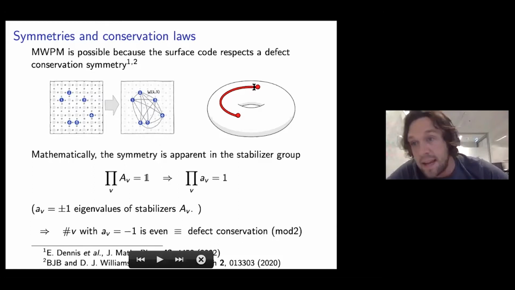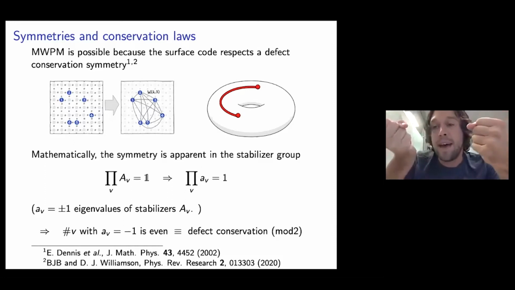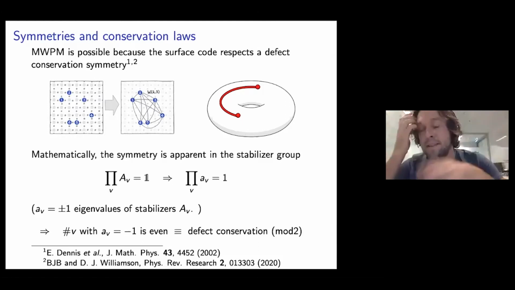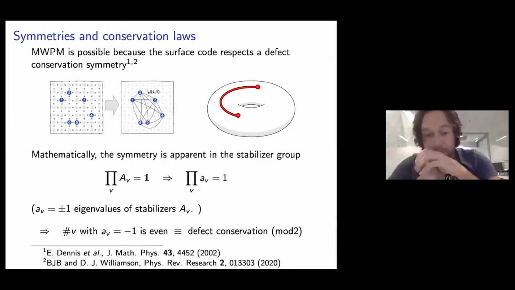So this is consistent with strings. If you know anything about strings, they tend to have two ends. And if the defects live at the ends and there are two ends, then you get two defects per error string. So that's the idea, and this is how we decode the toric code.